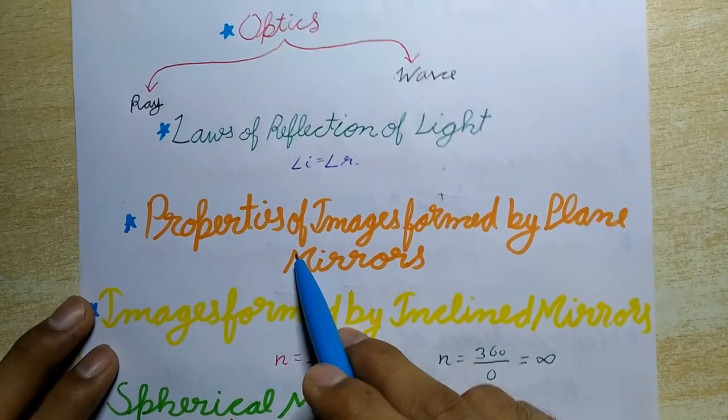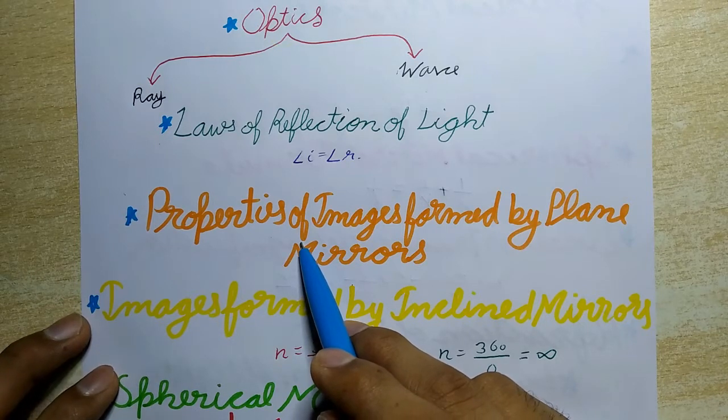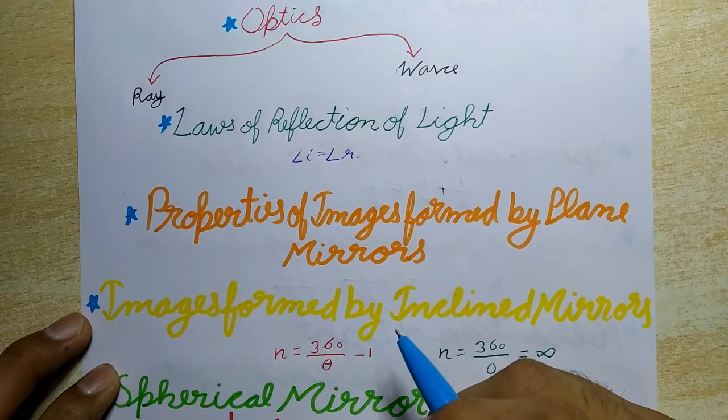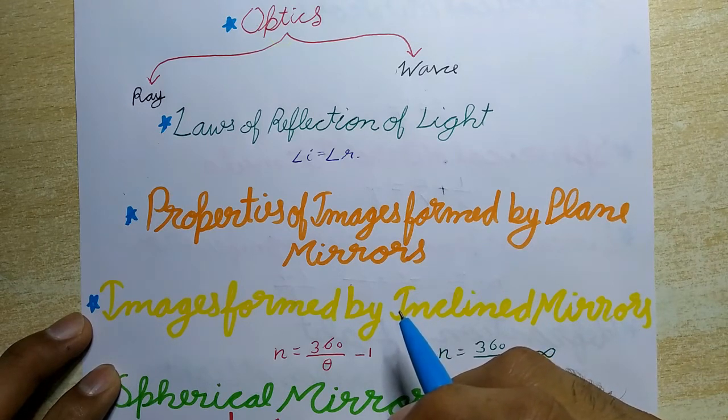Now, properties of images formed by plane mirrors. First, the image formed by a plane mirror is virtual, erect and laterally reversed. Second, the size of the image is equal to the size of the object. Third, the image is as far behind the mirror as the object is in front of the mirror. Fourth, the line joining the object and image is normal to the plane mirror.